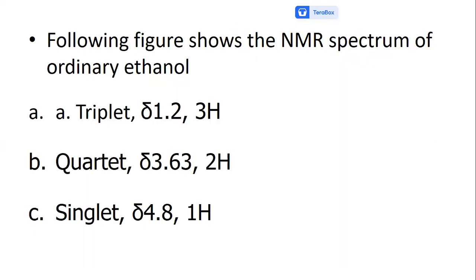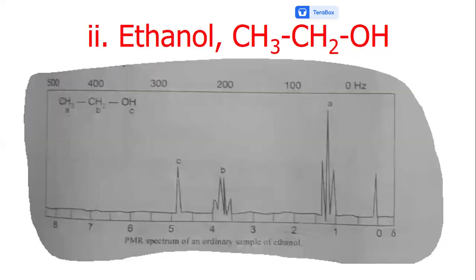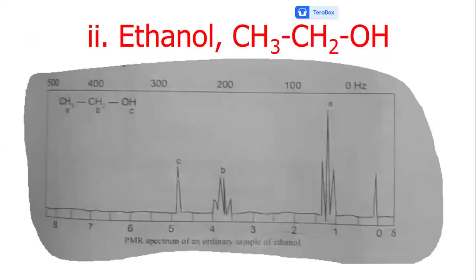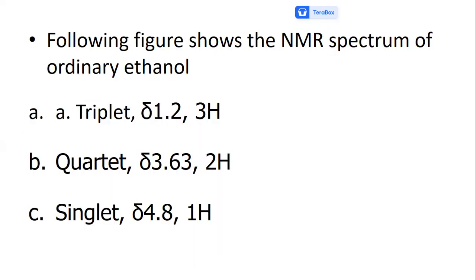The following figure shows the NMR spectrum of ordinary ethanol: triplet, delta 1.2, 3 hydrogen; quartet, 3.6, 2 hydrogen; and singlet, 1 hydrogen, 4.8 for hydroxyl.